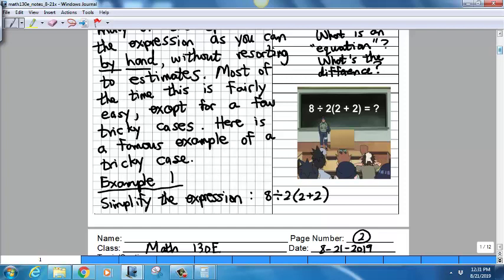I took that picture from a Twitter posting, and you can see what the question is. It's, what is this expression equal to? So, in other words, how does one simplify this expression? So, simplify again means what? What are we going to do? Well, you can have a calculator help you, but without resorting to an estimate, without having to give a decimal estimate.